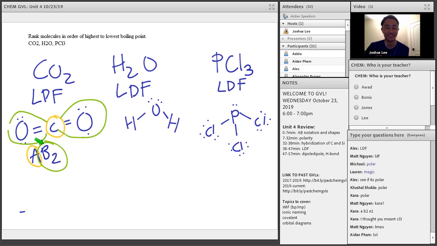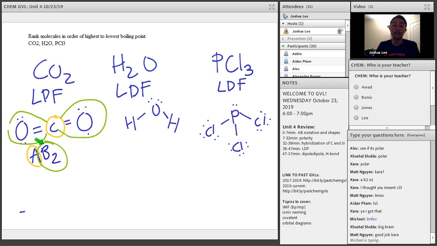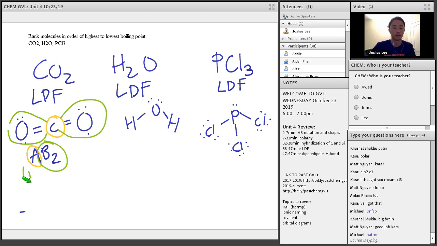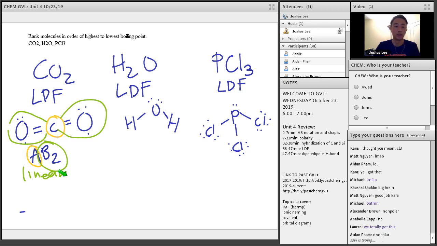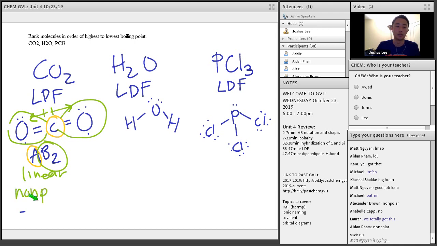All right, cool. Let's go over stuff. So, is this polar or non-polar? The shape is linear. This is going to be non-polar because it points out, so the ball's not going to move. So, non-polar.